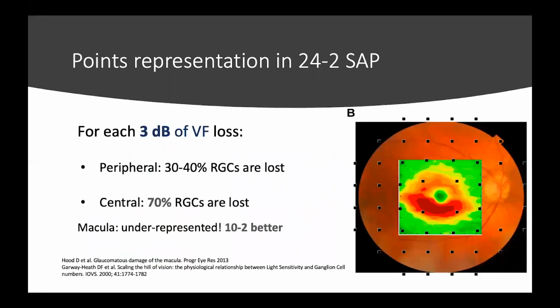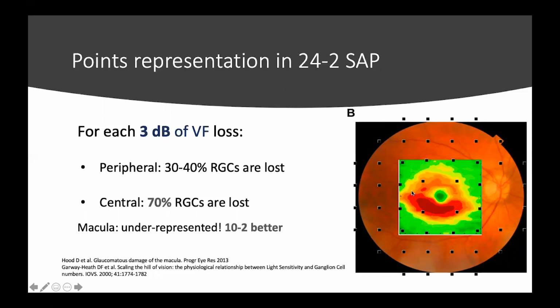And the new things in function go with the idea that sometimes 24-2 standard automated perimetry is not able to completely represent all the patterns of damage that glaucoma has. So we know that for each 3 decibels of visual field loss, a pretty important amount of retinal ganglion cells are lost. If this damage is peripheral, about 30 to 40% of cells are lost. If this is central, more than 50, up to 70% of retinal ganglion cells are lost.